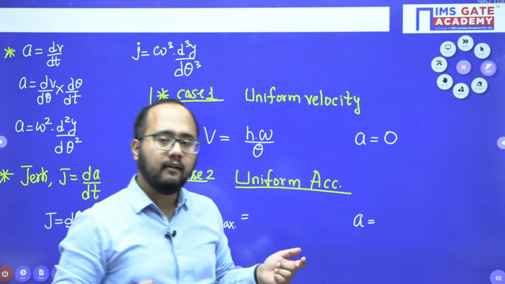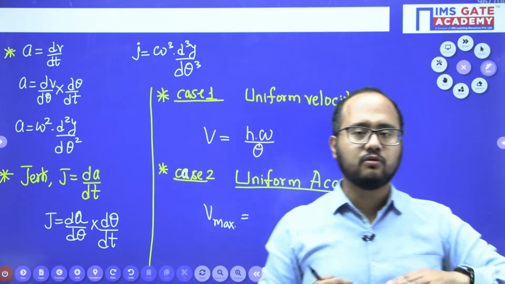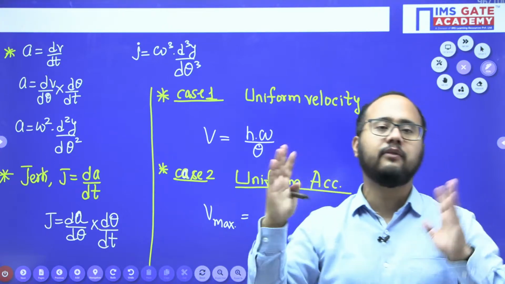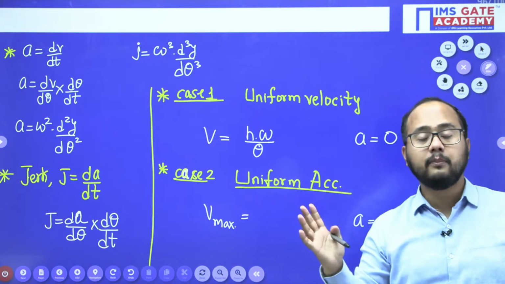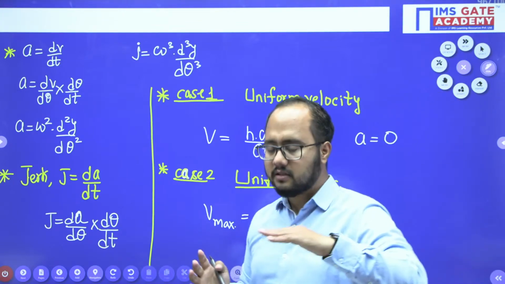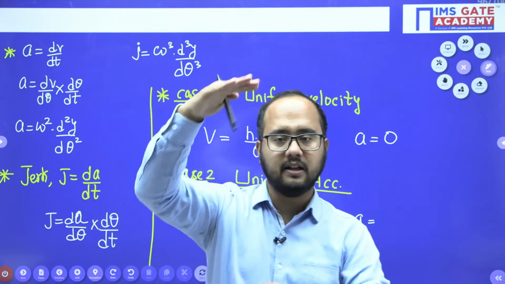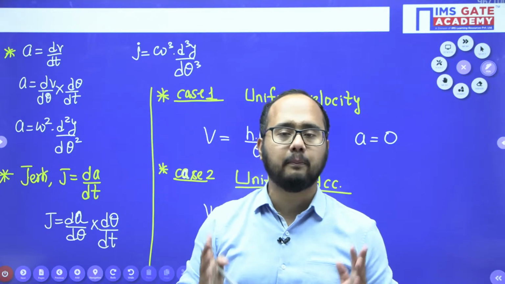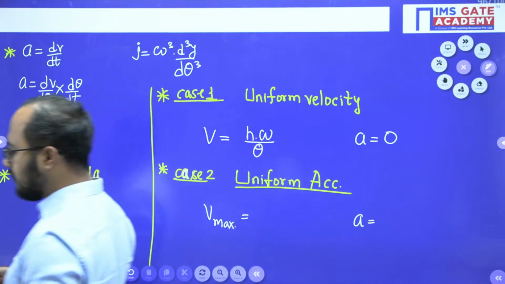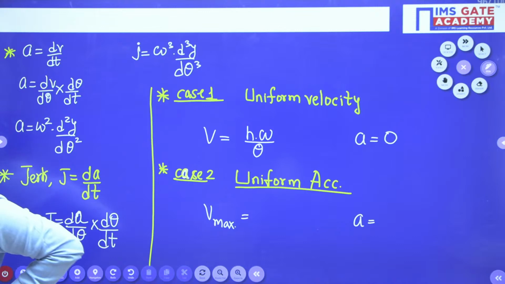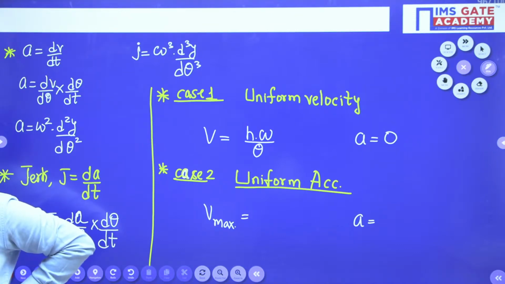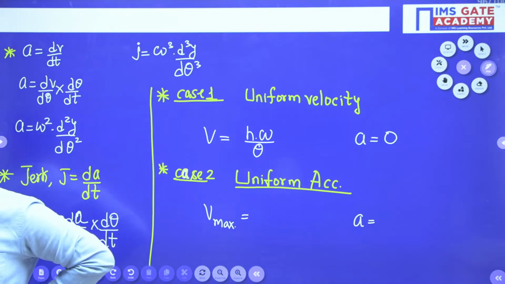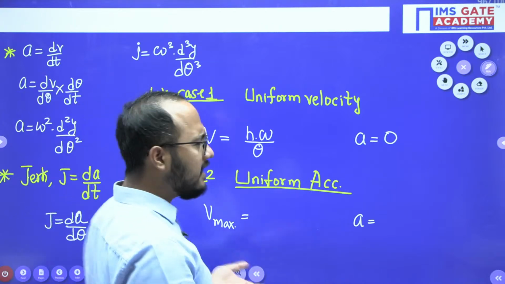And throughout this, from the beginning of the stroke, beginning of the motion of the follower, to the end of the motion of the follower at the extreme position, where will the velocity be maximum? Tell me. If the follower starts the motion from here to some other extreme position, at which location will the velocity be maximum? Please tell me fast, guys. Where will the velocity be maximum? Obviously at mid stroke, right?